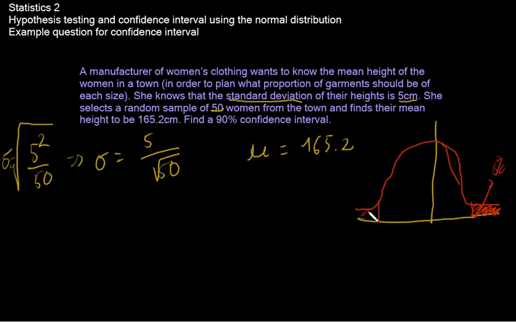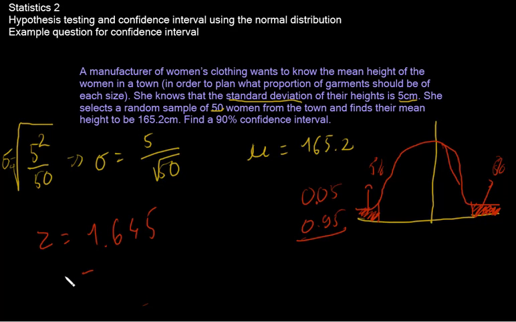and here we have these 5%. So it's 0.05. In your normal distribution table, this is 0.05 and 0.95. So 0.95 will get you a Z score of 1.645. So this is your Z, and for 0.05 it is minus 1.645.